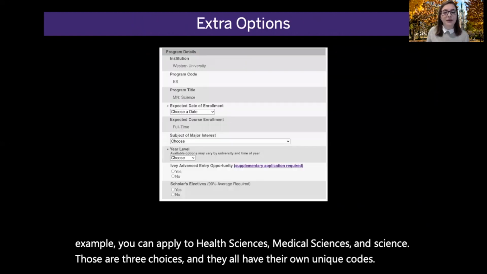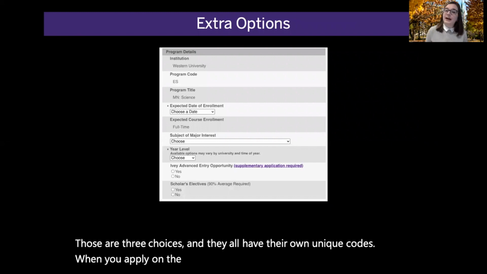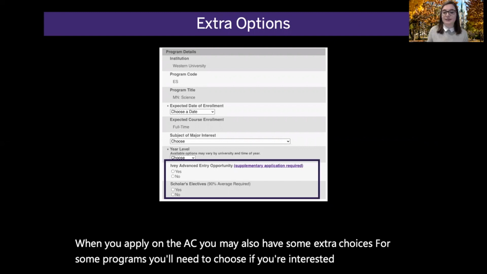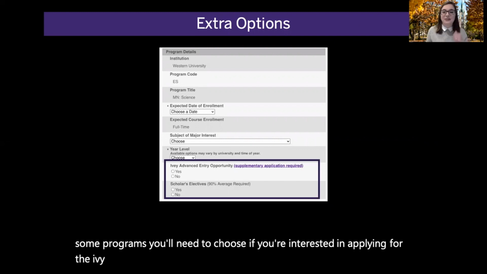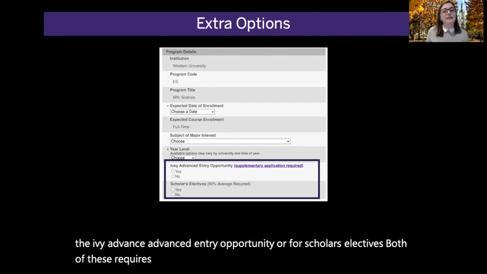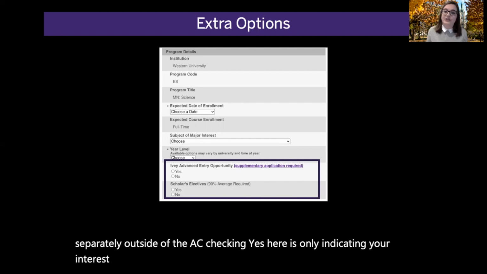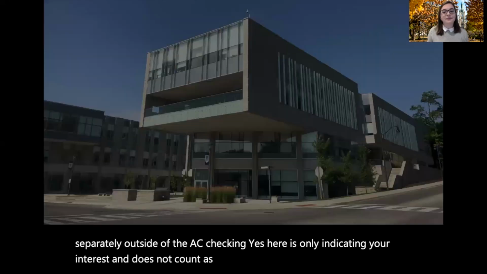When you apply on the OUAC, you may also have some extra choices. For some programs, you'll need to choose if you're interested in applying for the Ivy Advanced Entry Opportunity or for Scholars Electives. Both of these require supplementary applications that you will have to do separately outside of the OUAC. Checking yes here is only indicating your interest and does not count as your supplementary application.